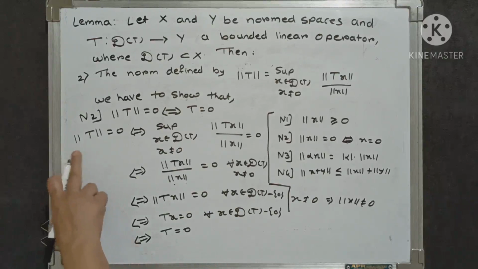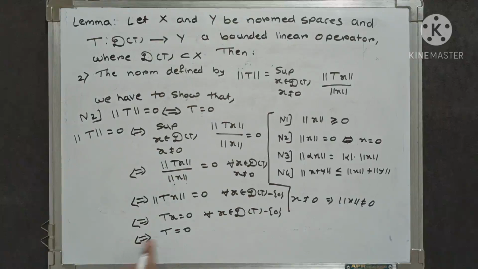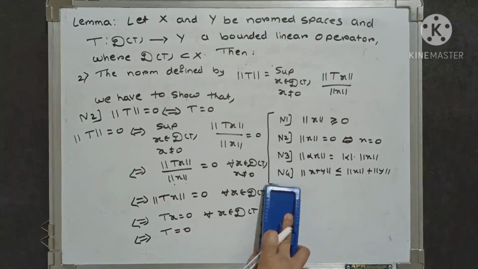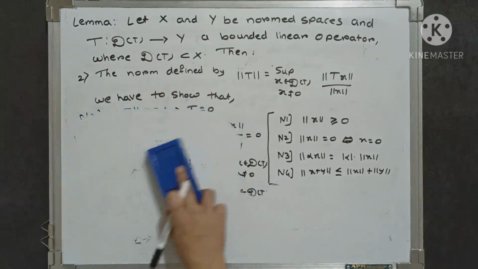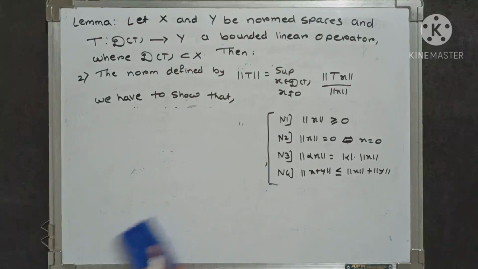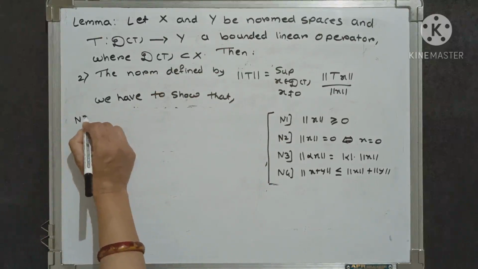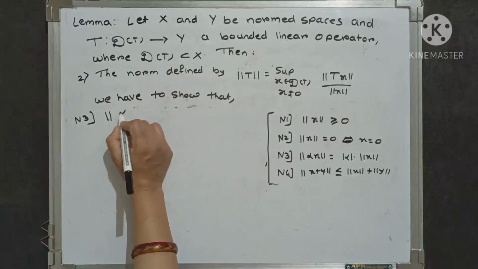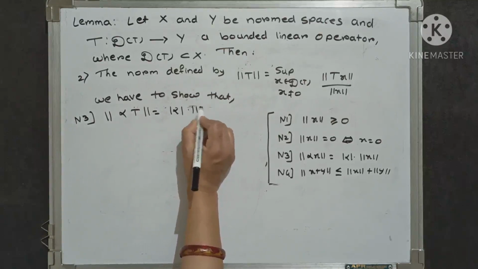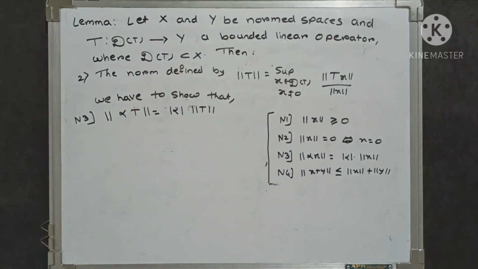We start with norm of T equals 0 and we get that T equals 0, and therefore the second axiom of a norm is satisfied. Now we have to prove the third axiom, that is norm of alpha T equals mod alpha into norm of T. We have to show that norm of alpha T equals mod alpha into norm of T, where alpha is any scalar.